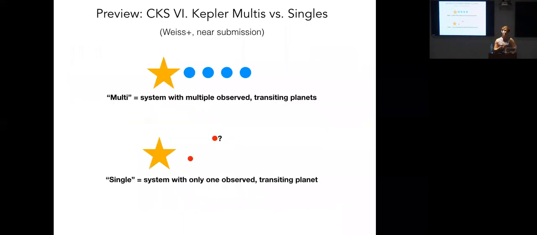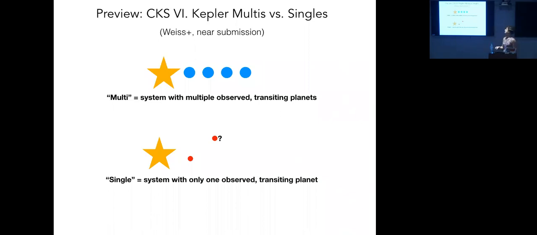Okay, so this part of my talk is preliminary. This is a new paper that I'm working on. So the peas in a pod paper was great. We learned a lot about multis, but now I want to look at how the Kepler multis that have multiple transiting planets compare to systems with one transiting planet.